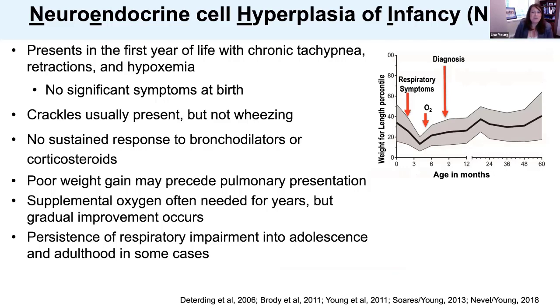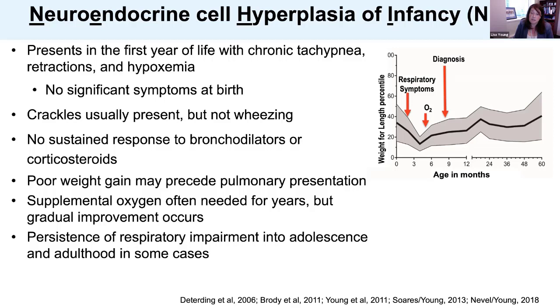So neuroendocrine cell hyperplasia of infancy presents in the first year of life with chronic tachypnea, retractions, and hypoxemia. But importantly, there's usually no significant symptoms at birth. So this should not be on your differential in the NICU of a kid with neonatal respiratory failure. Crackles are usually present, usually not wheezing. There's no sustained response to bronchodilators or steroids.